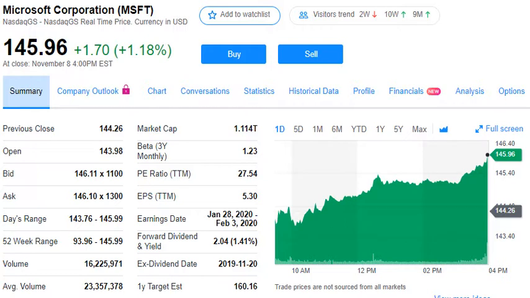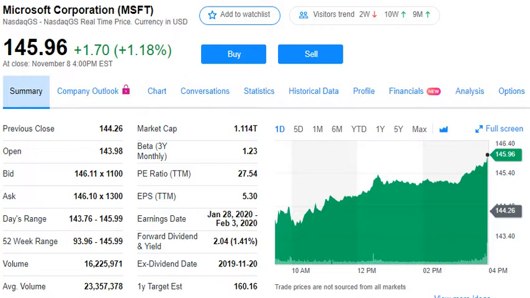We're analyzing Microsoft. It's on the NASDAQ ticker MSFT. So I'm going to start here. The previous close there you can see is 144.26. So that means that the Microsoft stock closed the previous trading day, which would have been Friday, November 8th, at $144.26. The next one down is the open price.